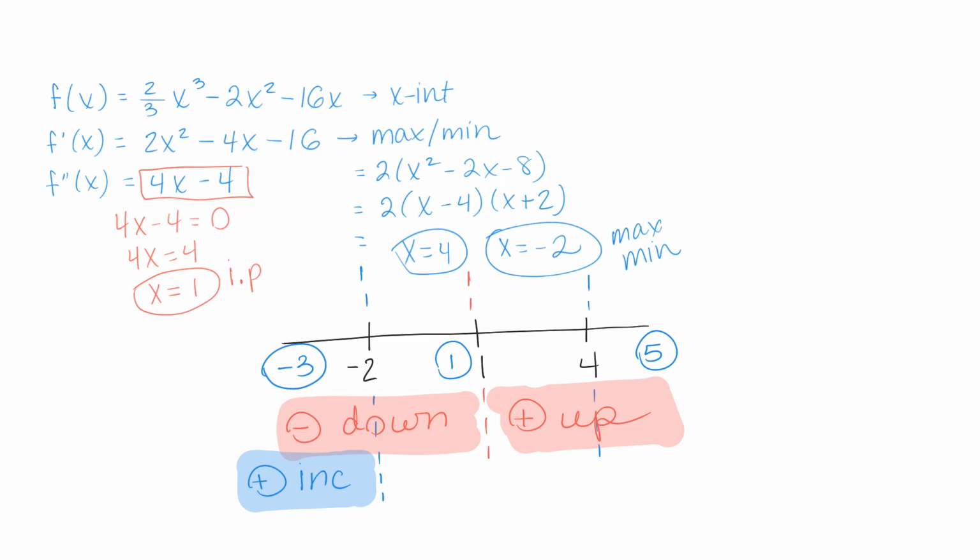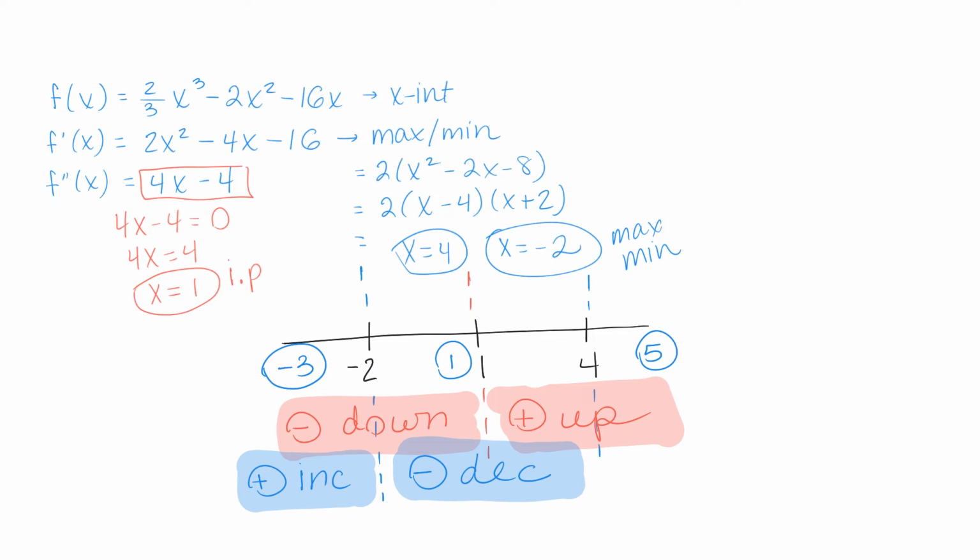Okay, now let's test the 1. If I put this 1 in my first derivative, 1 times 2 minus 4 is -2. That's going to be negative. So this whole area here is going to be negative, so this is going to be decreasing.